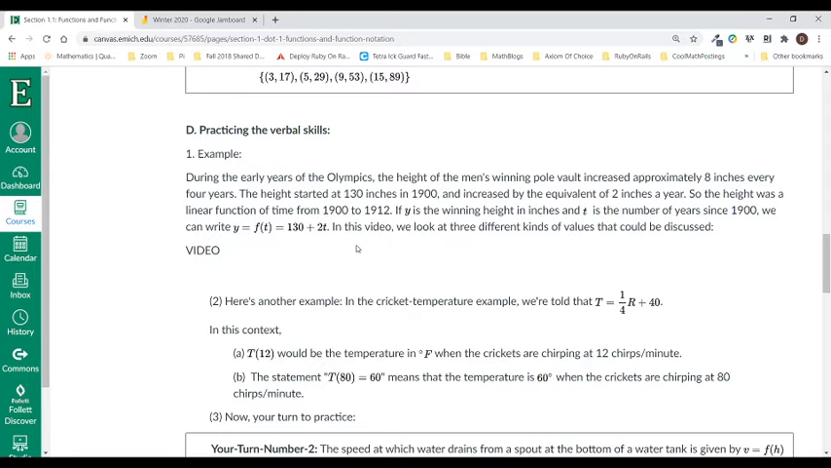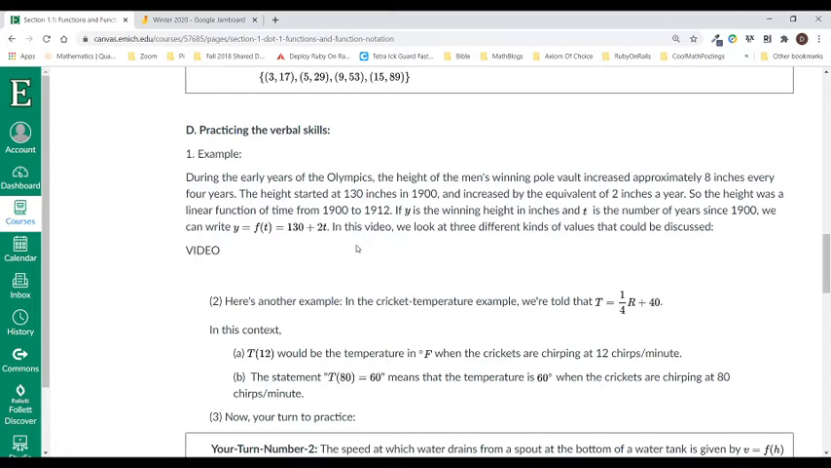The height started at 130 inches in 1900 and increased by the equivalent of 2 inches a year. So the height was a linear function of time from 1900 to 1912. Now they're going to say, if y is the winning height in inches and t is the number of years since 1900, we can write down an equation y = f(t) = 130 + 2t. Not that I'm going to use the formula that much.